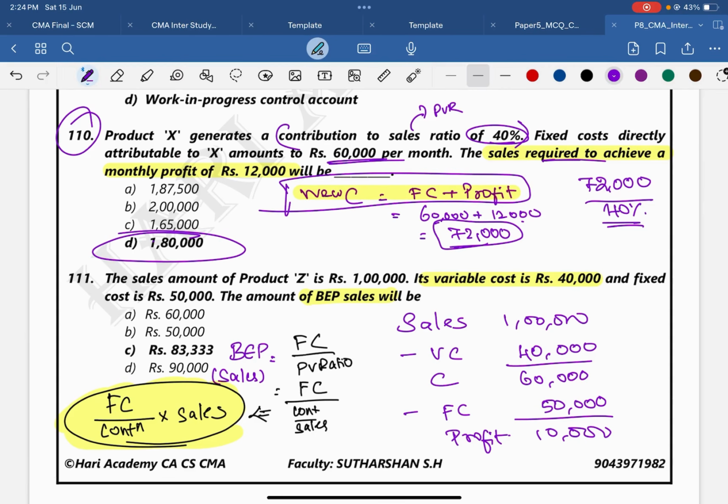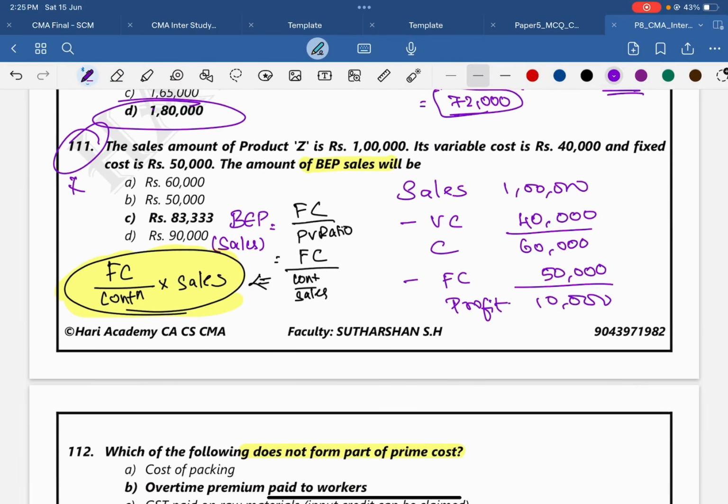That's the formula for the new contribution. I may use a different method; you may have a different formula. Fixed cost plus desired profit divided by PV ratio. This is the approach I will take easily. Okay. Next, 111. Another interesting, important one.